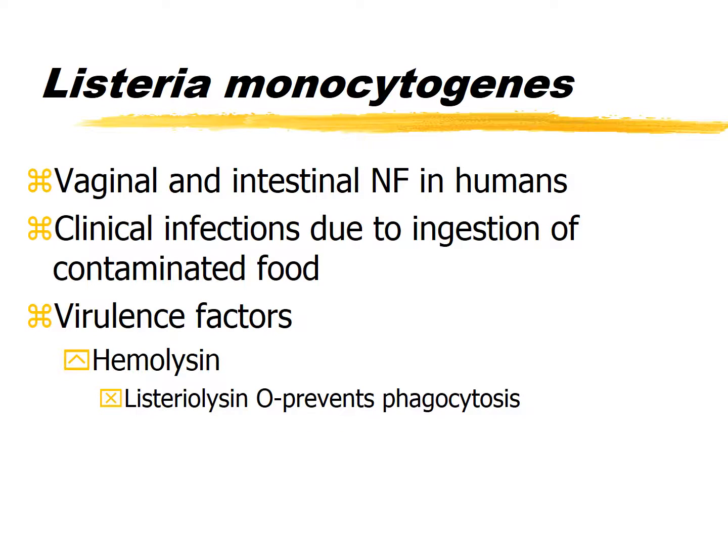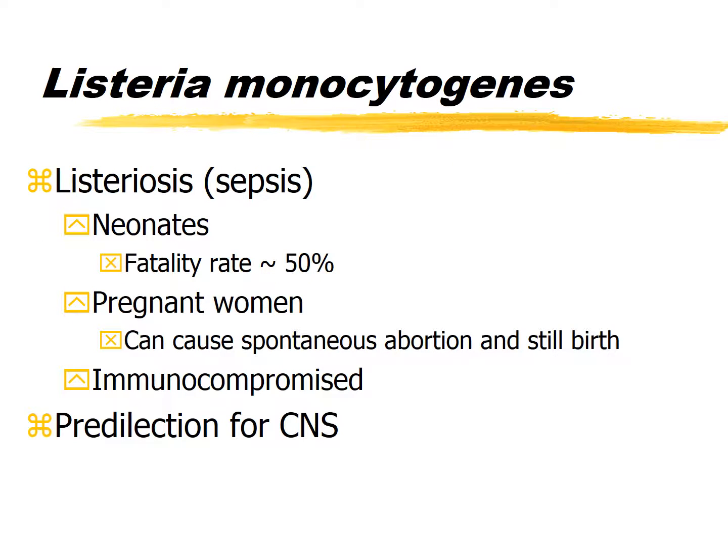So Listeria monocytogenes is a vaginal and intestinal normal flora in humans. Clinically, infection is due to ingestion of contaminated food. It has a virulence factor of hemolysin, which is listeriolysin O, and this prevents phagocytosis. Listeriosis is sepsis or blood disease. It occurs in neonates with a fatality rate of greater than about 50%. It occurs in pregnant women and can cause spontaneous abortion and stillbirths. We see it in immunocompromised patients, and it also has a predilection for the central nervous system.